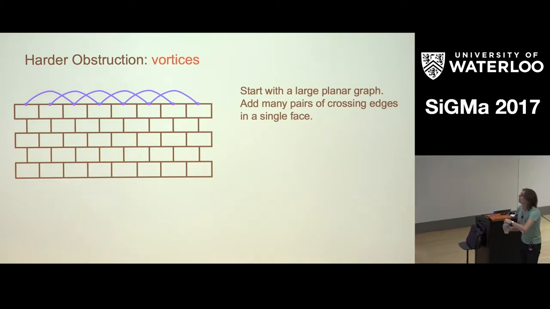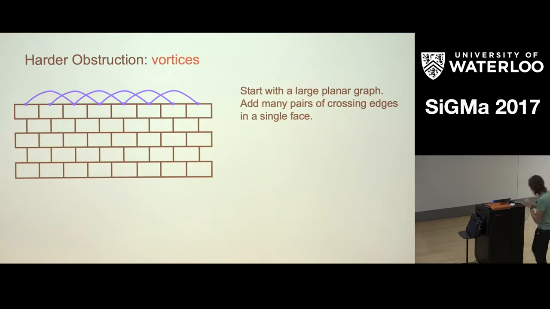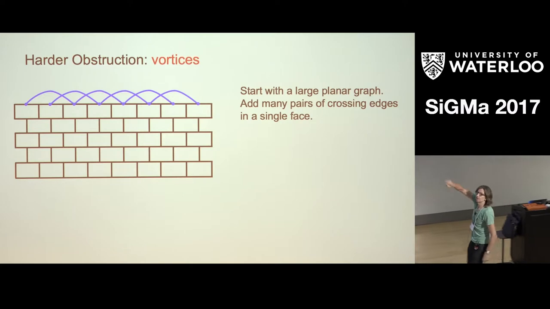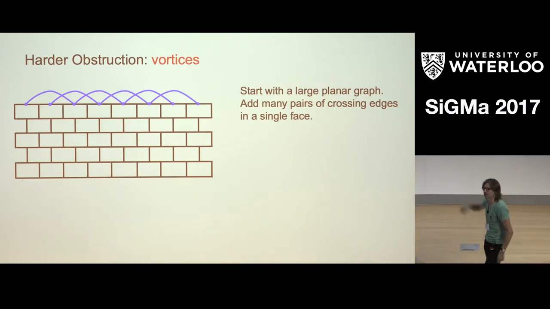So I start again with a big planar graph that I've drawn there. And now I fix one face of the graph and draw a series of crossing edges going along that. So I picked the infinite face and did a bunch of crossing edges along the infinite face like this.